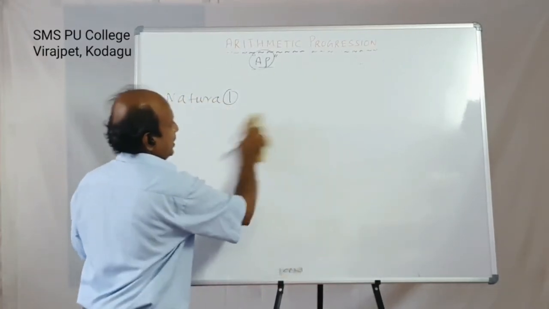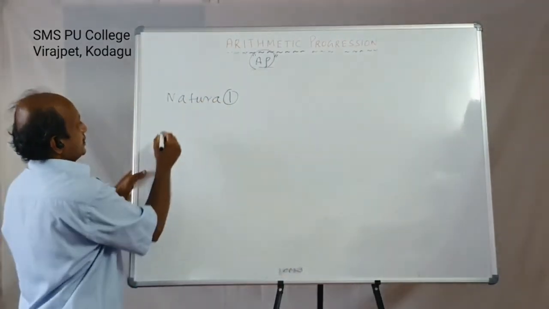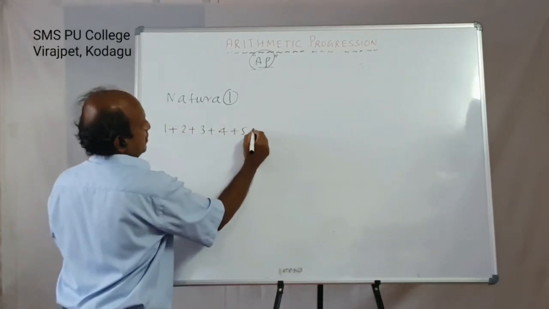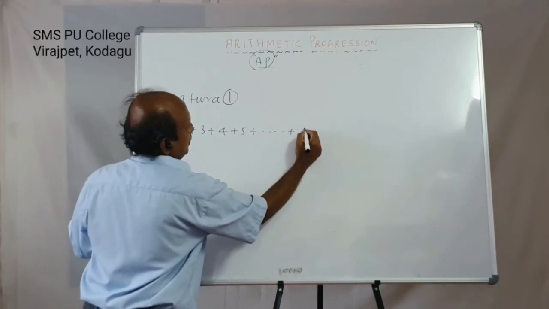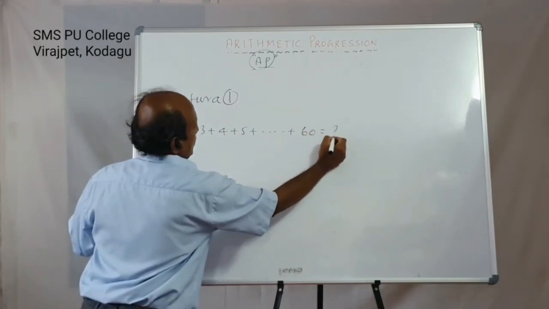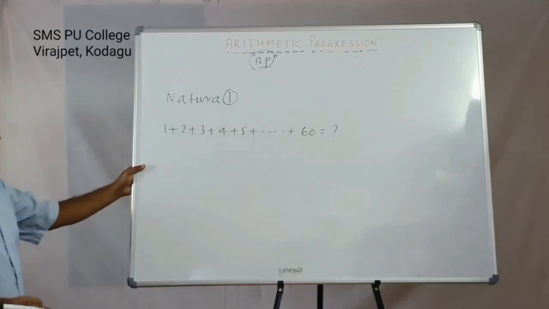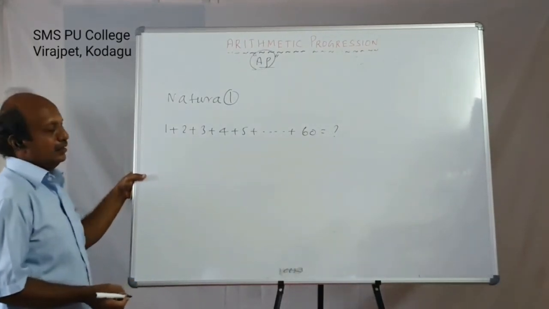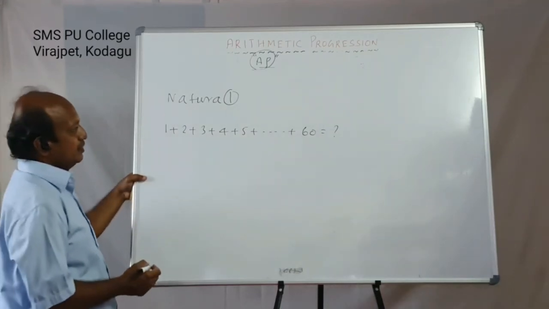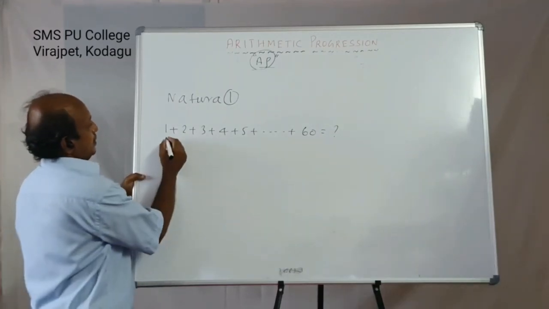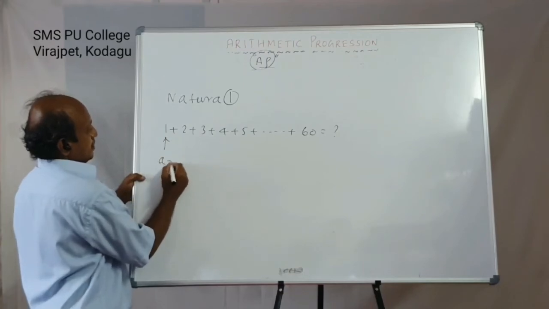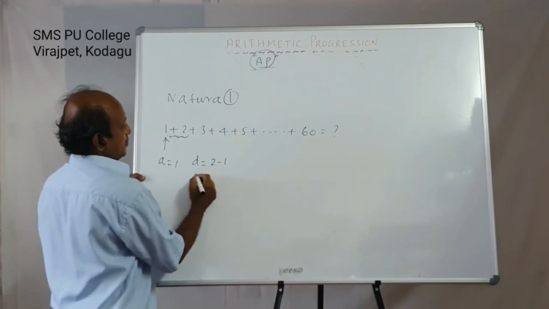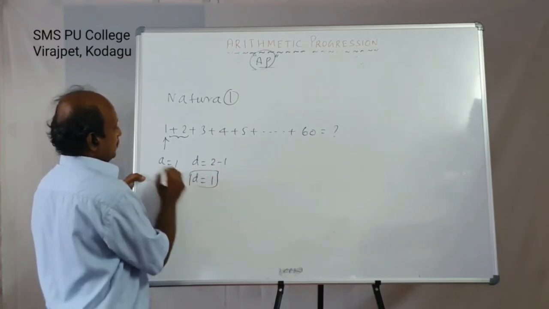For example, right now we have to find 1 plus 2 plus 3 plus 4 plus 5 up to, for example, 60. What is the value of this? If it goes on counting 1, 2, 3 and so on, it takes almost 5 to 10 minutes. Here, the value of a is 1. What is the value of d? Value of d is 2 minus 1, that is, 1.